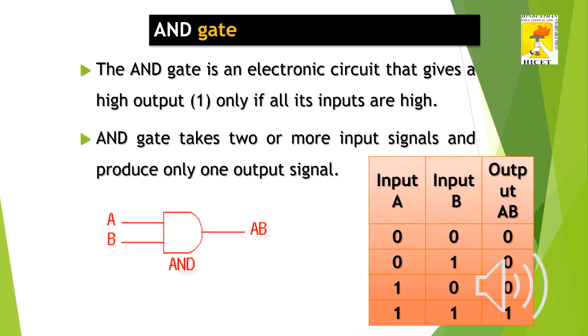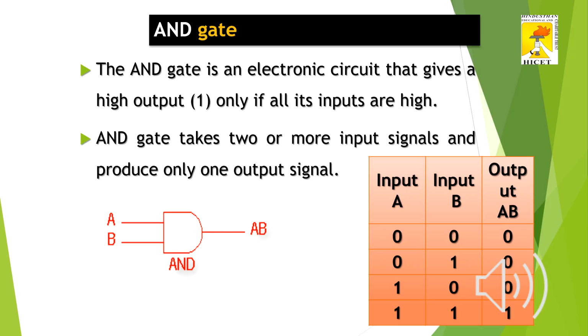So first one is the AND gate. I already told that the AND gate works as the symbol multiplication, right? The AND gate is an electronic circuit that gives a high output only if all its inputs are high. In normal multiplication, what we learn, 0 into 0 is 0, 0 into 1 is 0, 1 into 0 is 0 and 1 into 1 is 1.